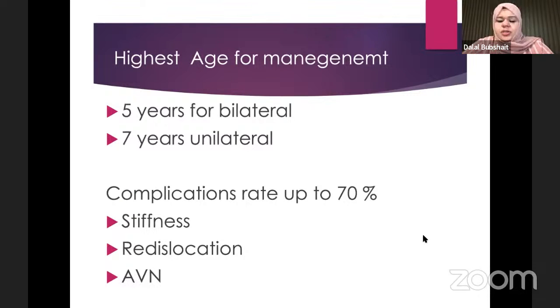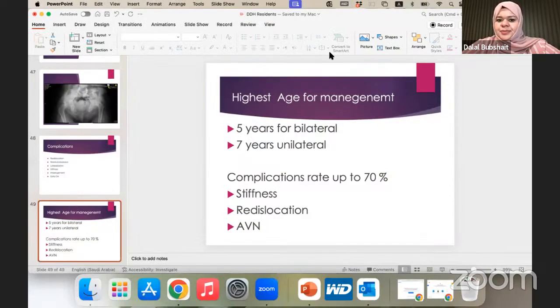That's a common question for everyone: what is the highest age that you would do surgery for? If it is bilateral, all around the world, there is almost an acceptance of 5 years for bilateral, and unilateral we go a bit higher because it's only one side. We go up to 7 years because they have up to 70% risk of complications: stiffness, redislocation, and avascular necrosis. And that's my presentation.